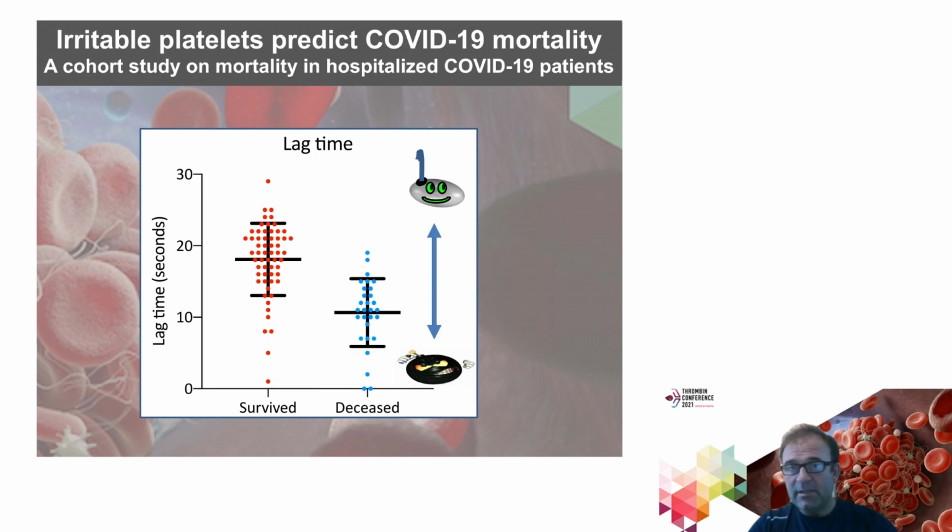What we did, in each patient, we measured on a fixed time point the irritability of platelets. And we measured that with the lag time by this trigger. And we followed them on mortality. And what you could clearly see was that patients with highly irritable platelets, that was a lot higher in the group that died than in the group that survived. So here we see a clear correlation between irritable platelets and mortality in COVID.